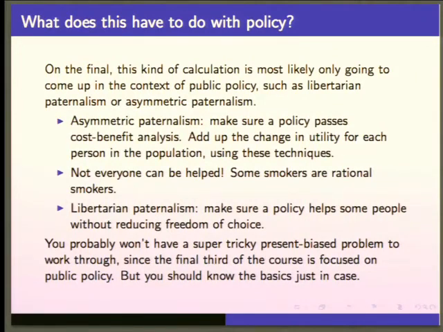Okay, so for asymmetric paternalism, the mode of operation, MO, of asymmetric paternalism is to make sure a policy passes a cost-benefit analysis. So if you see this, add up the changes in utility for each person in the population, taking into consideration whether they're present bias, naive, sophisticated, exponential discounter, etc. Note that not everyone can be helped. Some smokers are rational smokers. If you don't get very much utility from living, it's not a suboptimal outcome to die early.